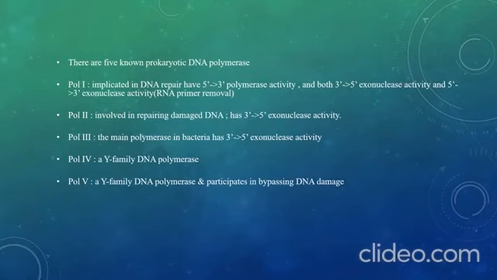Polymerase 1, implicated in DNA repair, has 5' to 3' polymerase activity and both 3' to 5' exonuclease activity and 5' to 3' exonuclease activity in RNA primer removal. Polymerase 2, involved in repairing damaged DNA, has 3' to 5' exonuclease activity. Polymerase 3, the main polymerase in bacteria, has 3' to 5' exonuclease activity. Polymerase 4, a Y family DNA polymerase. Polymerase 5, a Y family DNA polymerase, participates in bypassing DNA damage.